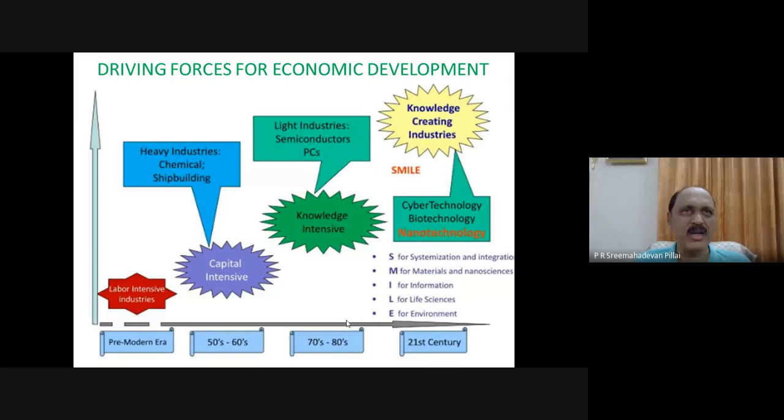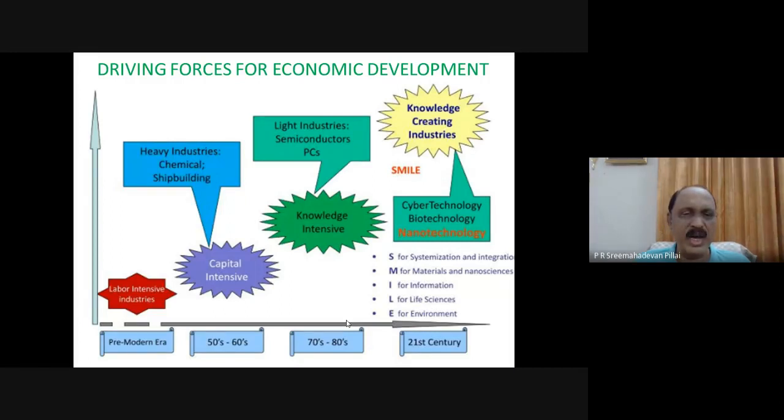Most of the well-known chemical industries in India, for example, Fertilizers and Chemicals Travancore, FACT, was one of the leading industries in India. Then Indian Farmers Fertilizer Cooperative, IFFCO, I forgot the full name. Yes. This all came in the 40s and 50s when there was heavy demand for chemicals and heavy industries.